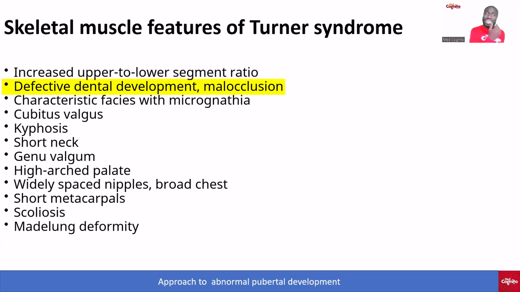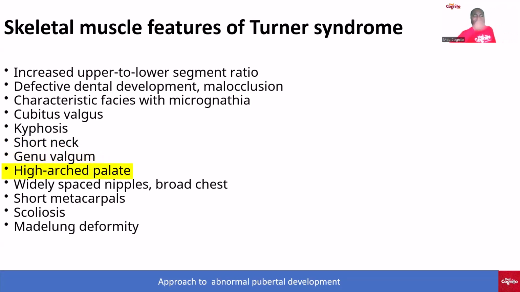Number two, defective dental development. So they may have malocclusion. Number three, they may have a small mouth. Number four, they have cubitus valgus, okay? Number five, they have kyphosis. So there's a problem with their spine. They have a short neck, and they have genu valgum.